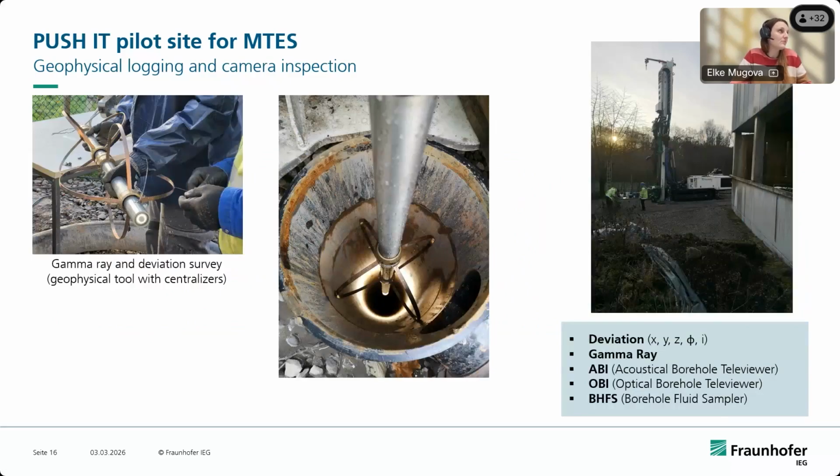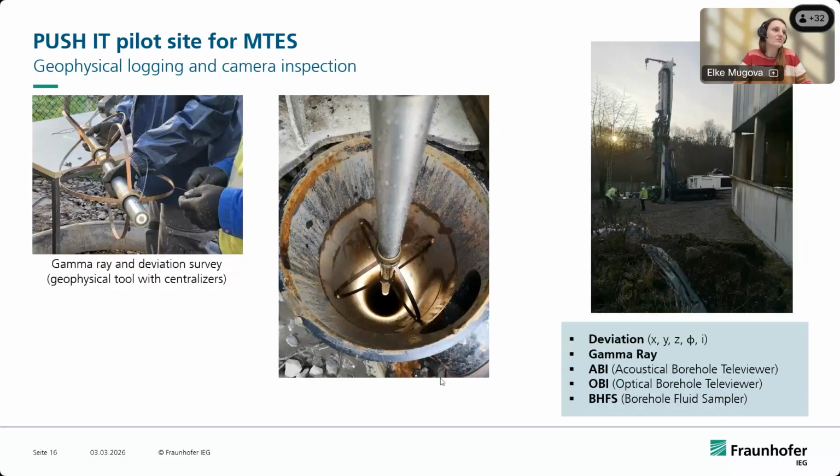Then we also did some geophysical logging. You can see on the left side a picture of the gamma ray and the deviation survey. So this is the geophysical tool with the centralizers. You need the centralizers so that the logging tool is not wobbling around inside the borehole. I really like this image in the middle. It's really interesting to stand there and look down into this dark hole.